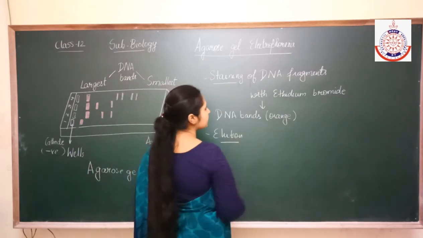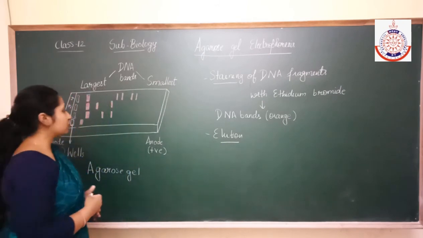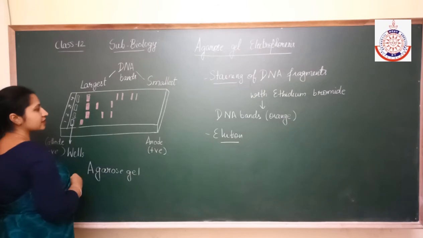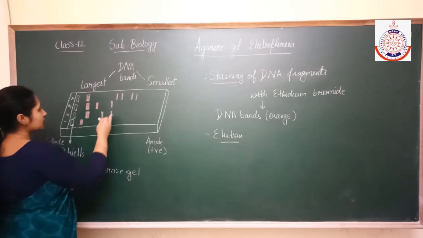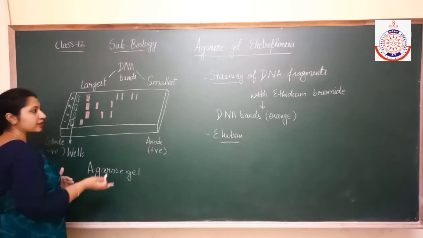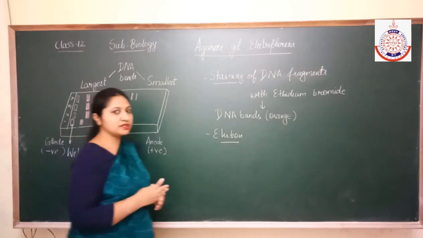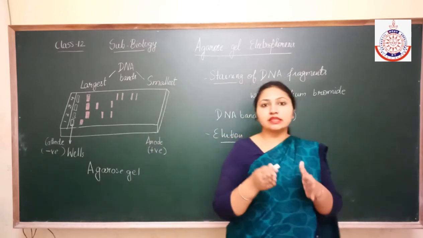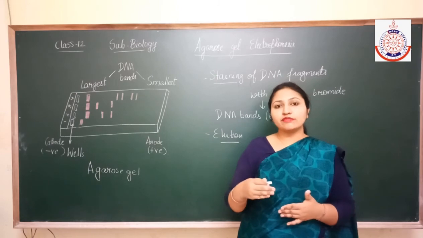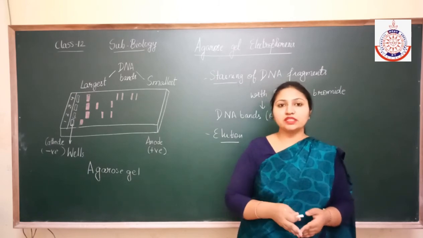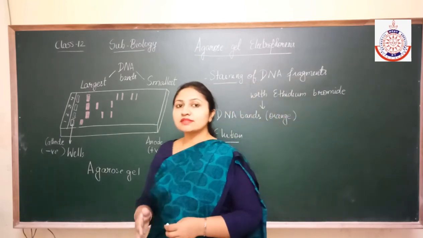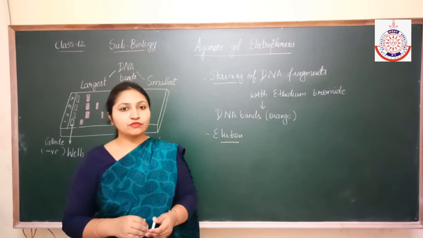Now the next step is elution. What is elution actually? Elution means that these DNA bands that are separated are cut out with the gel piece and then extracted from the gel. So the DNA fragments are extracted from the gel piece, and this is known as the elution process. In this manner we are able to get the DNA fragments.